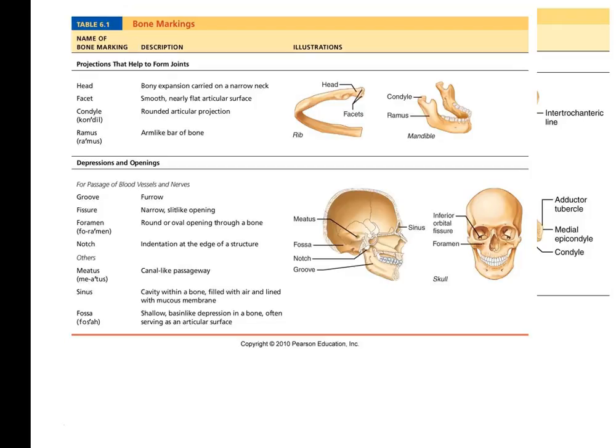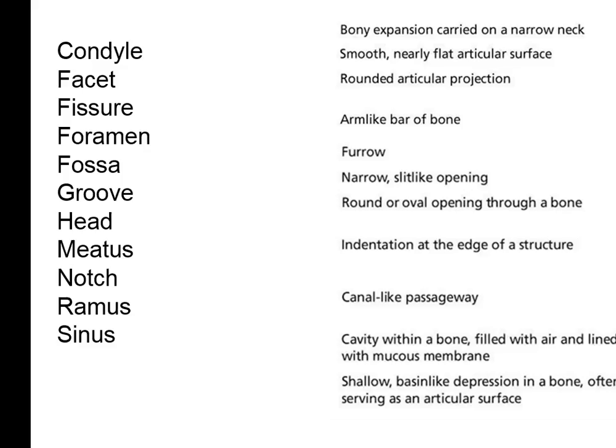So you will go over these in more detail in lab, but you have to know what a meatus is if you're trying to find the external auditory meatus. You might think auditory has something to do with hearing, but if you didn't know a meatus was a canal, you'd probably never find the ear canal. So let's practice with this.